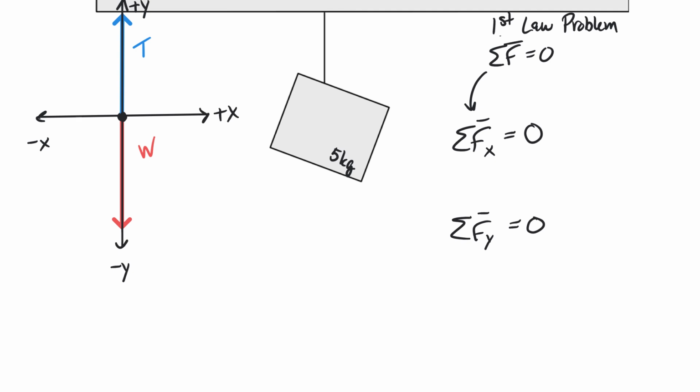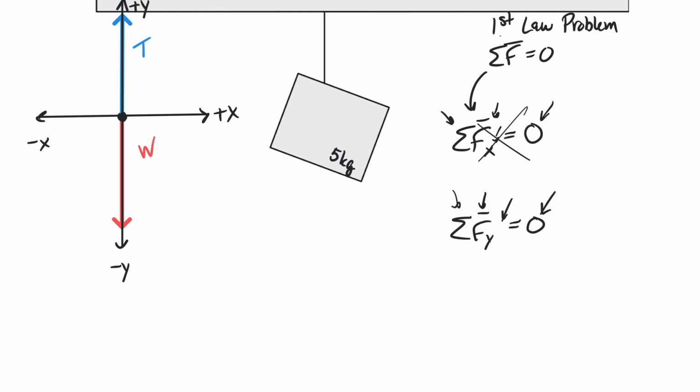Next, we do what the instructions say to do. They say to add up all the forces in the x direction and set them equal to 0. Are there any forces in the x direction? No. All right, good. So nothing to do there. Add up all the forces in the y direction and set them equal to 0. Are there any forces in the y direction?